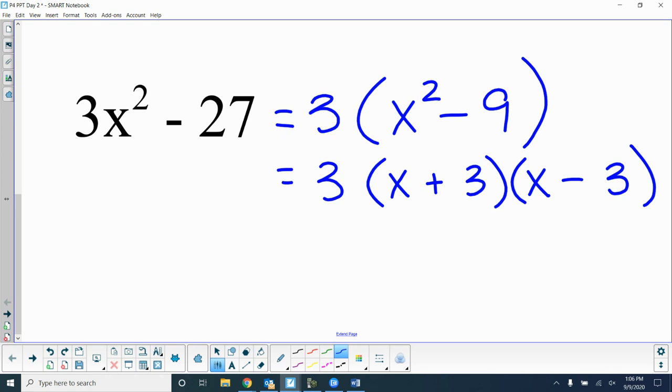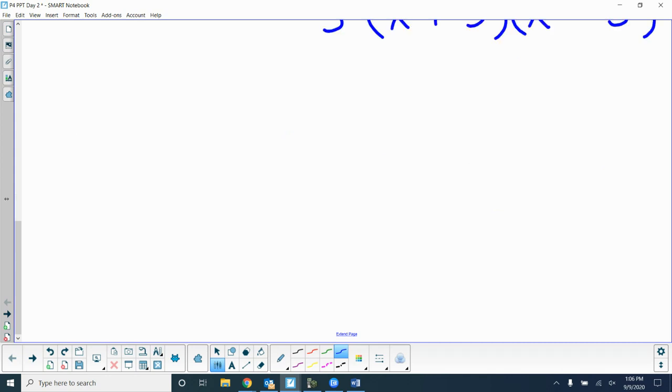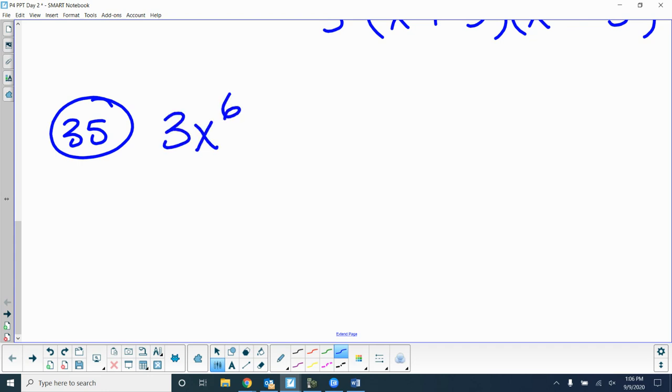35, let's look at that one. Don't let that intimidate you. We've got an x to the 6. Sometimes when we see the bigger exponents, we think it's hard, but it really isn't. Same procedure. Minus 8.